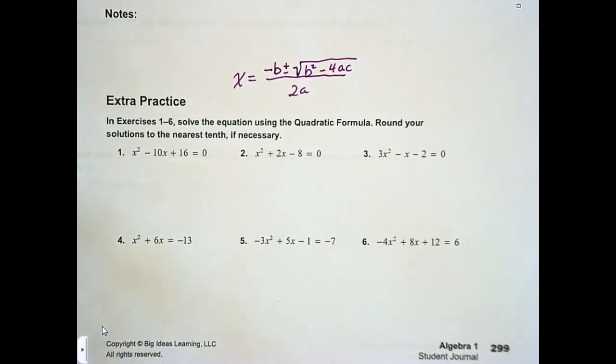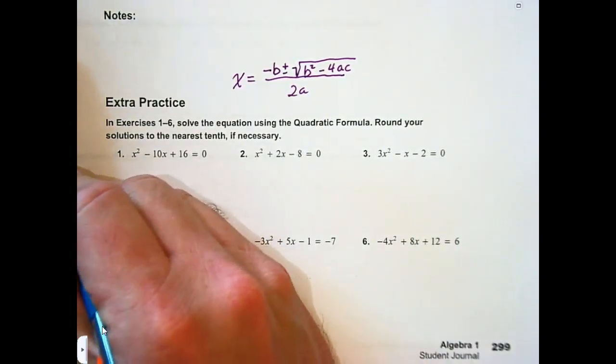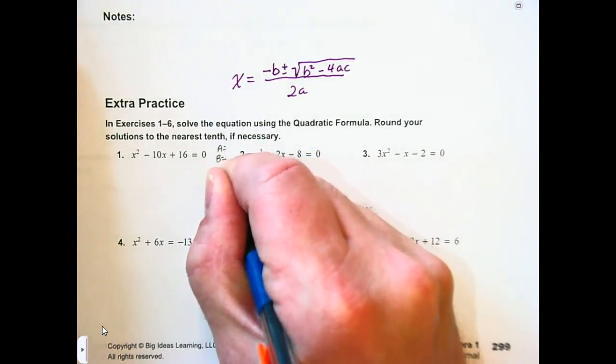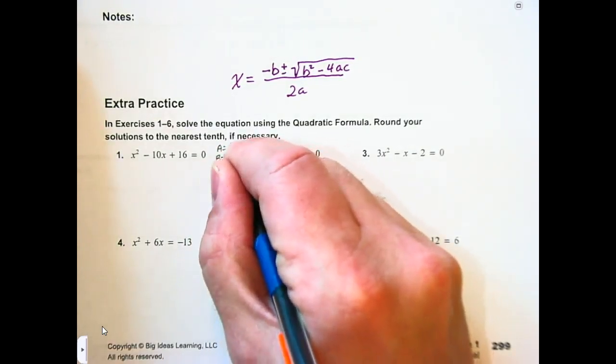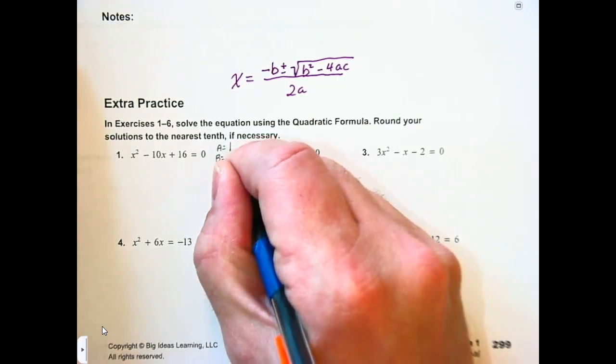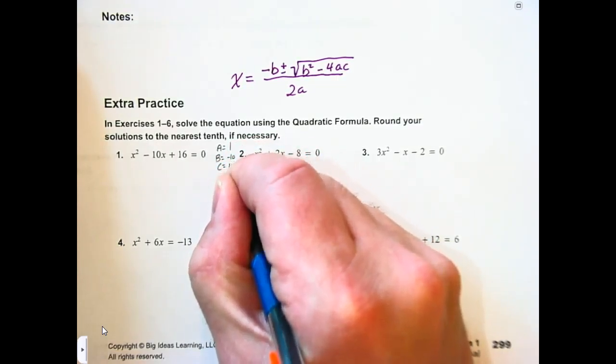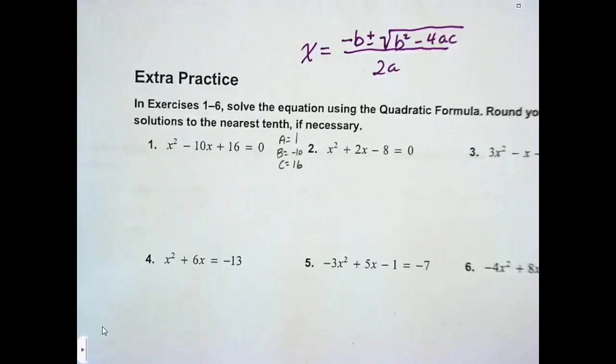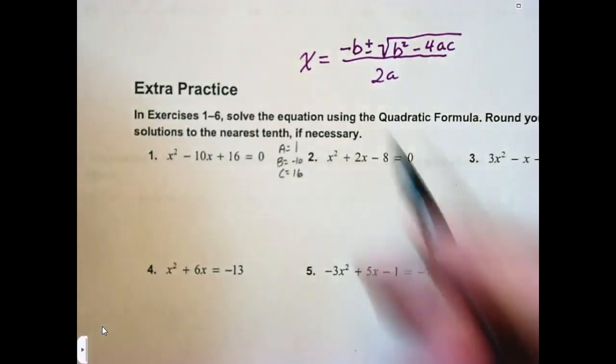Okay? So on problem number 1, the first thing you need to do is list A, B, and C. Okay? 10 seconds. List A, B, C. Okay, we get what? 1, negative 10, and 16. Good. 1, negative 10, and 16. A, B, C. Okay? All right. So we need A, B, C so we can plug it into these pieces.